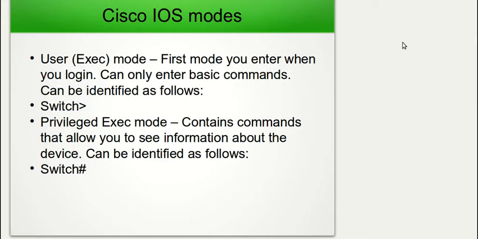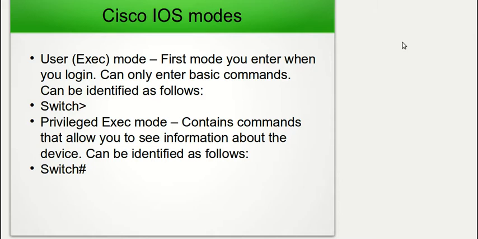So now let's talk about the different modes of the Cisco IOS software. The first mode you enter when you log in is known as exec mode. When you access the device either via a console connection or via Telnet or SSH connection, the first mode you're put into is exec mode. And exec mode is a very basic mode. From exec mode, we can't really do anything. We can enter a few basic commands which allow us to look at the status of the switch, but we can't really get any information about the switch, or we can't configure anything about the switch from this mode.